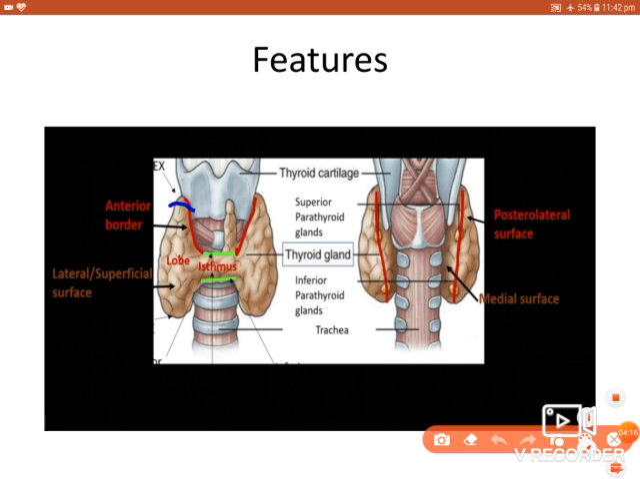So the features: this is the apex, this part is the base, this is the anterior border, this is the posterior border, this is the anterolateral surface, this is the posterolateral surface, and this is the medial surface.